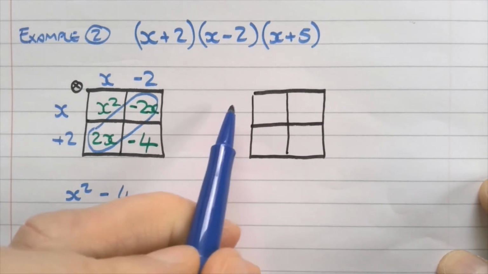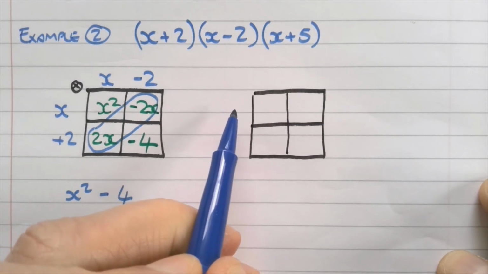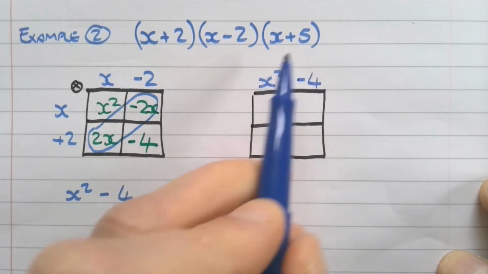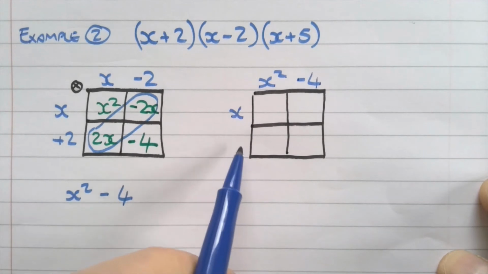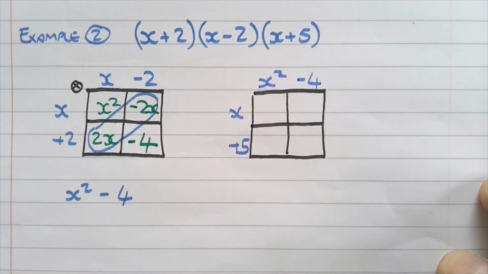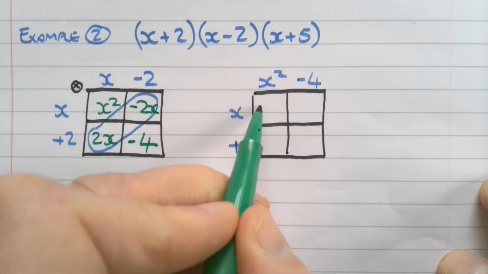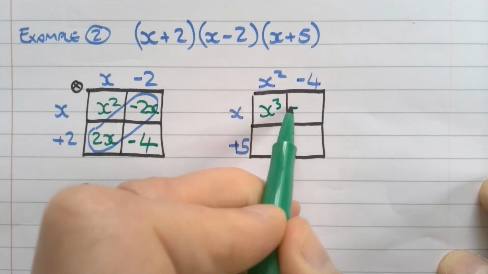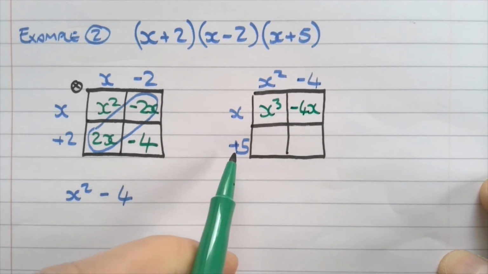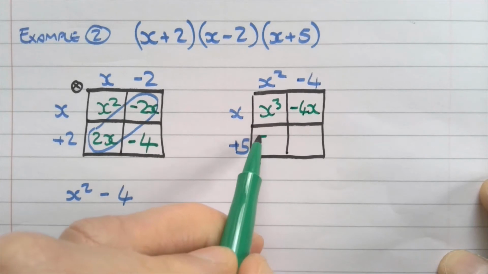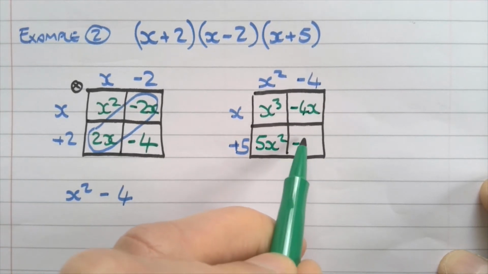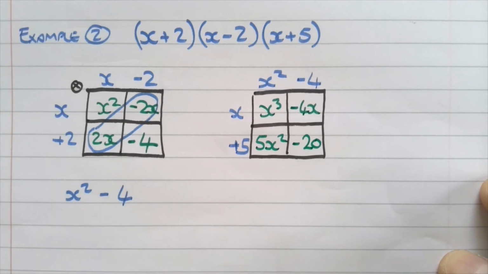So we've got x squared take away 4 carried forward, and our 3rd bracket was x add 5. Okay, let's make sure we know that we're adding now. x times x squared is x cubed. x times negative 4 is negative 4x. 5 lots of x squared is just 5x squared. Positive 5 times negative 4 is minus 20, okay?